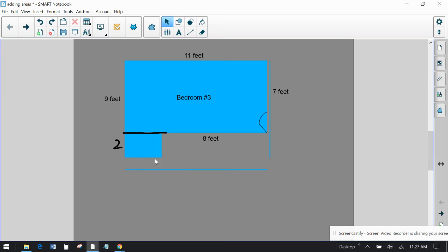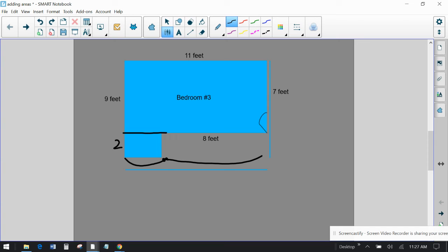Okay, we don't know this side, but we do know that from here to here is 8 feet. So this side that I dragged over here, that's 11, that's 8. Well, how do we get from 8 to 11? If this is 8, how many more to get to the 11? Because the whole thing is 11.